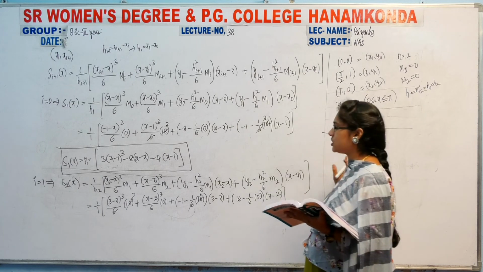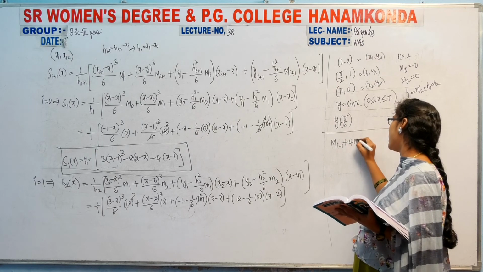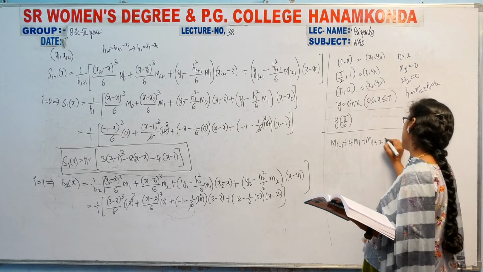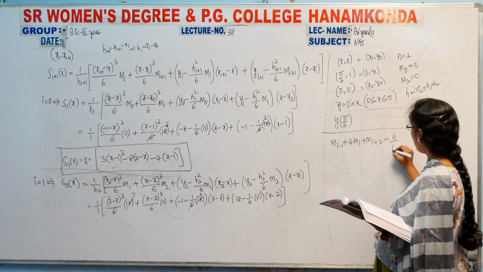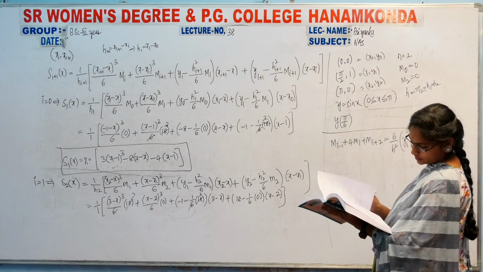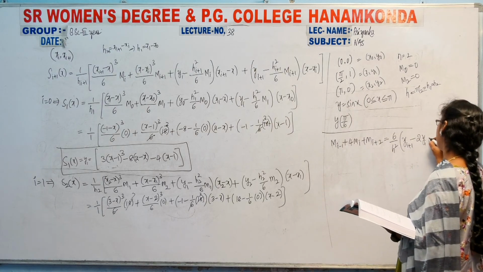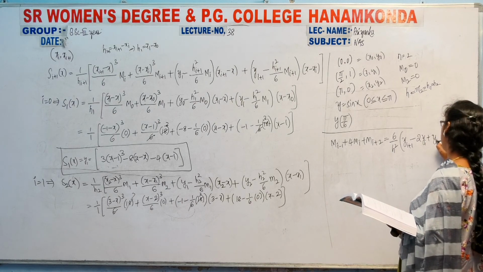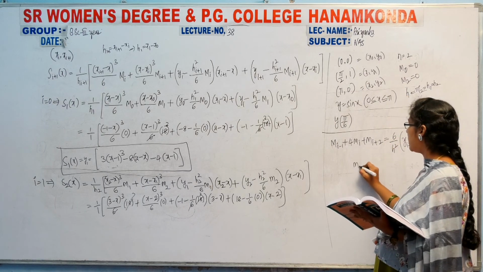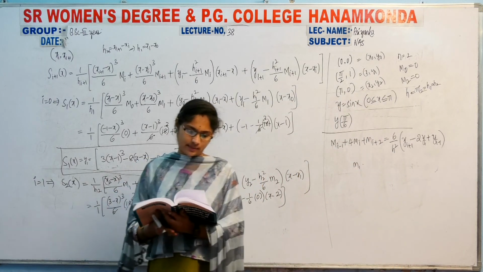Next, now the recurrence relation. First we have to calculate the recurrence relation. That means M(i-1) plus 4Mi plus M(i+1) is equal to 6 by h squared of (y(i+1) minus 2yi plus y(i-1)). Now here we have to substitute M0 and M2, then you will get M1, and I am giving the answer to you. M1 equal to minus 12 by pi squared.